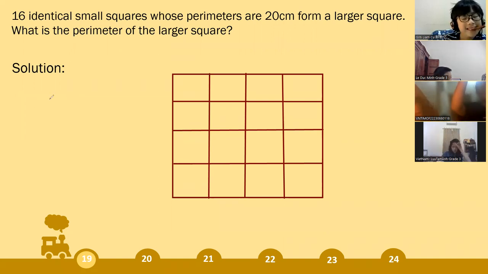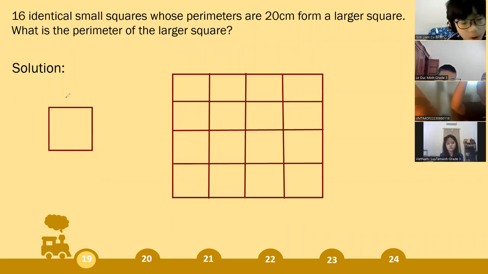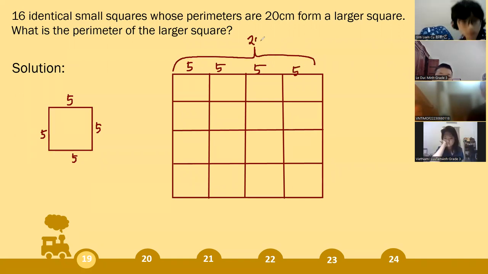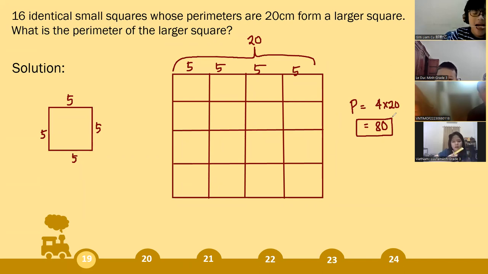Now, each of the small squares has a perimeter of 20. So how long is one side if the perimeter is 20? 5. So this is 5. Very good. So this is also 5, 5, and 5. Now, what is the perimeter of the larger square? This is 5, 5, 5, 5, so one side of the larger square is 20. So the perimeter of the larger square is just 4 times 20. That's 80. Correct. Clear?